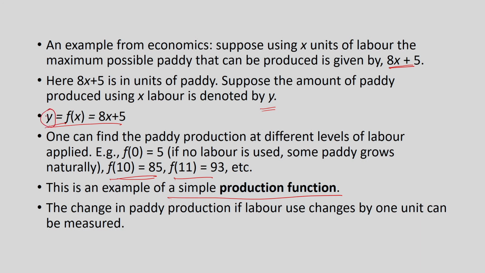Here we are talking about paddy output, but we could have talked about some other kind of output, for example, industrial production. So, that will be like how many cars are being produced in a factory, or how many electrical fans are being produced in a factory. So, that will be your y variable, and inside the function, the argument could be labor or something else. The change in y production, if labor use changes by 1 unit, can be measured.